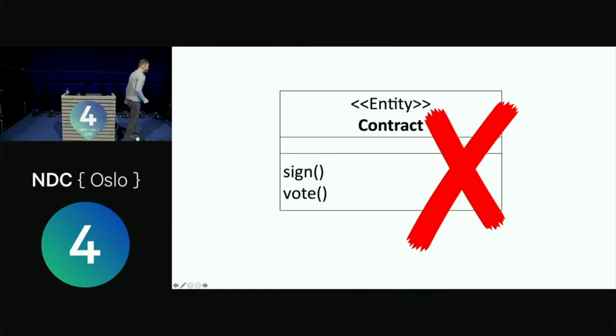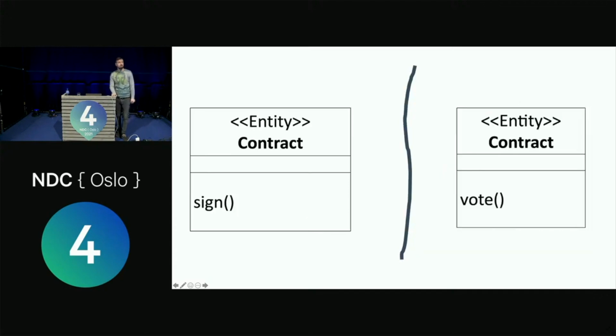So that means for our models here, we're not building the one big contract model anymore. We're not building one class contract with sign and vote. We're building two classes that have the same name. Two classes that are called contract, one class with the sign logic, one class with the voting logic.